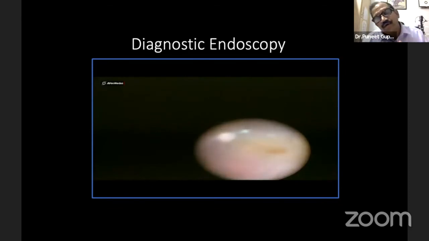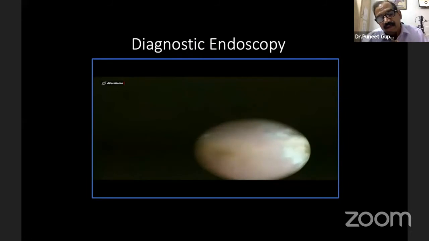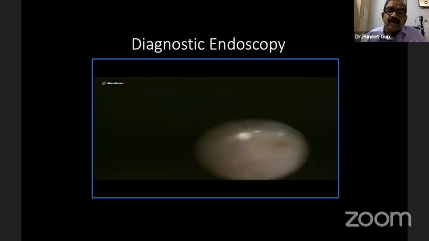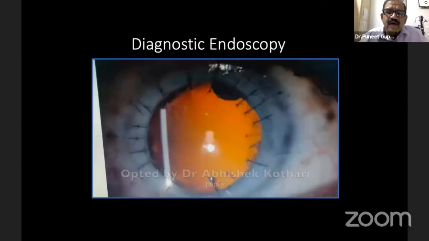The disc looks okay, though evaluation of the disc sometimes is not possible. But the overall retina in the posterior pole looks healthy. There are some fibrotic scars in the periphery. So this patient can be taken up for a procedure, although with a guarded prognosis.